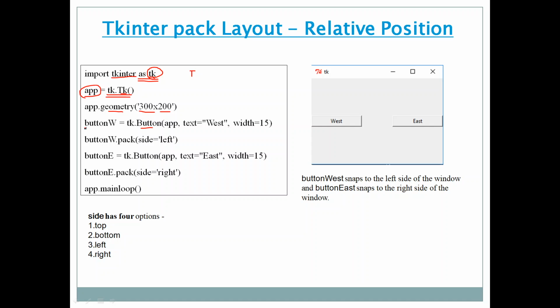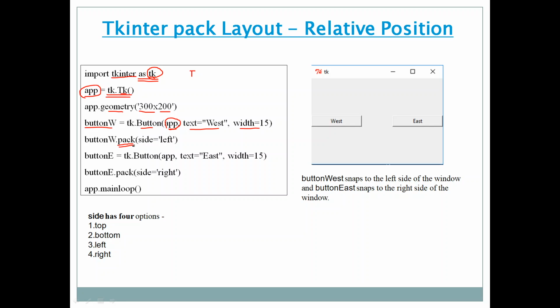Then we are creating a button here. Button w is equal to tk.Button, and we are passing certain parameters. The first parameter which is compulsory is the top level window object. Top level window object, here it is app, and other parameters which we have specified are text and width. Width is the size of a button. Then if you look, we are interested in the method pack.